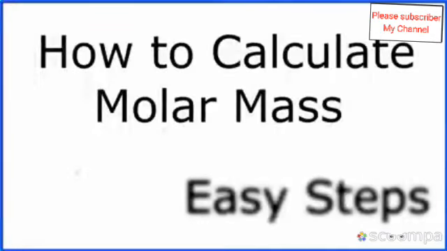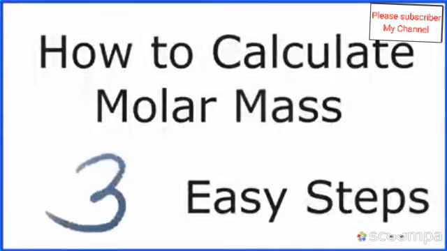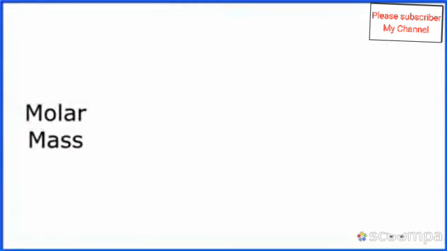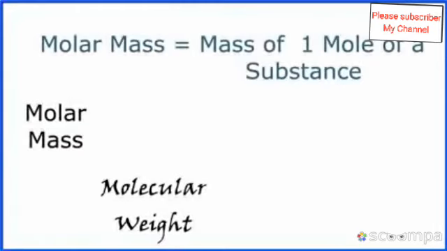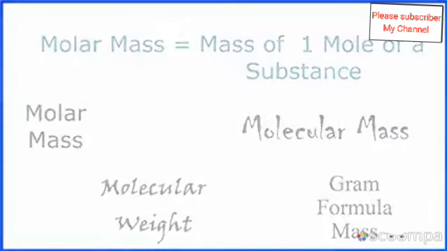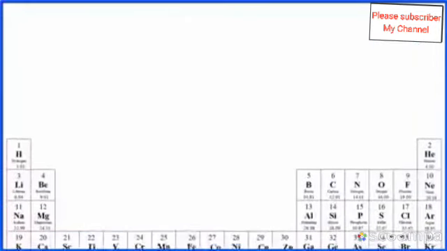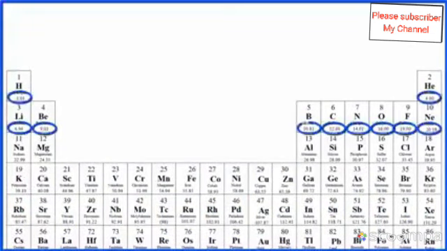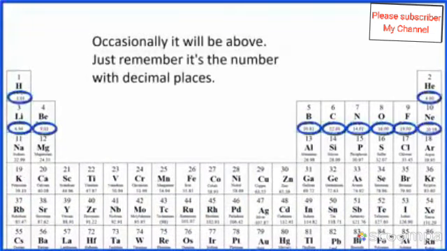How to calculate molar mass in 3 easy steps. First off, there are many other names for molar mass. They all tell us the mass of 1 mole of a given compound. The key is to find the atomic mass for elements, and that's right below the element symbols. Think of atomic mass as molar mass for an element.